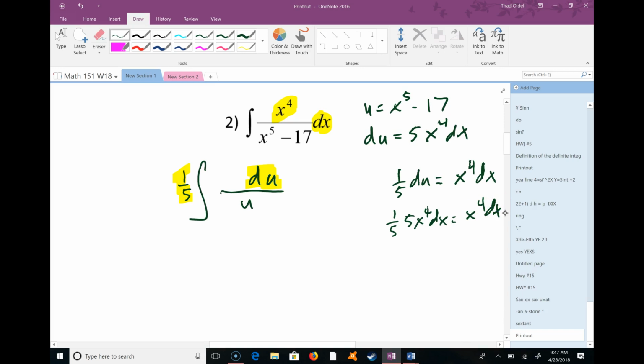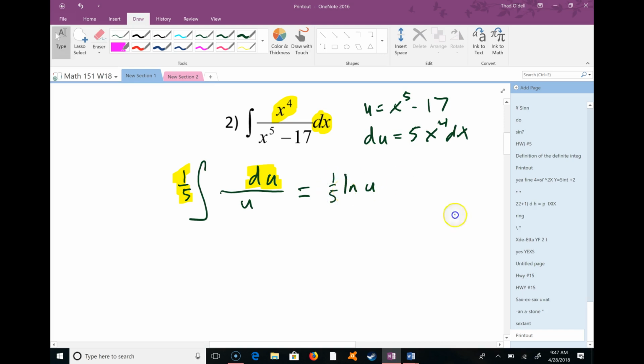Okay, so get rid of all that stuff, but now we're ready to integrate, and of course to integrate this, the integral of du over u is just ln u, and the 1/5 goes along for the ride, plus c, and so that's equal to 1/5 ln of x to the 5th minus 17 plus c.